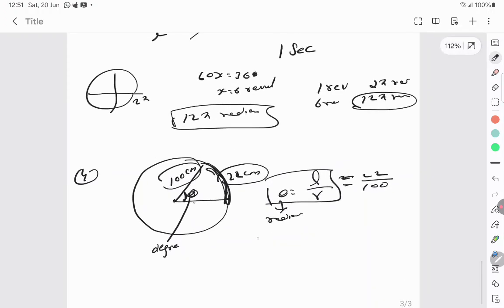You want to convert radians into degree. You know, pi radian is equal to 180 degree. So 22 by 100 radian is how many degrees?